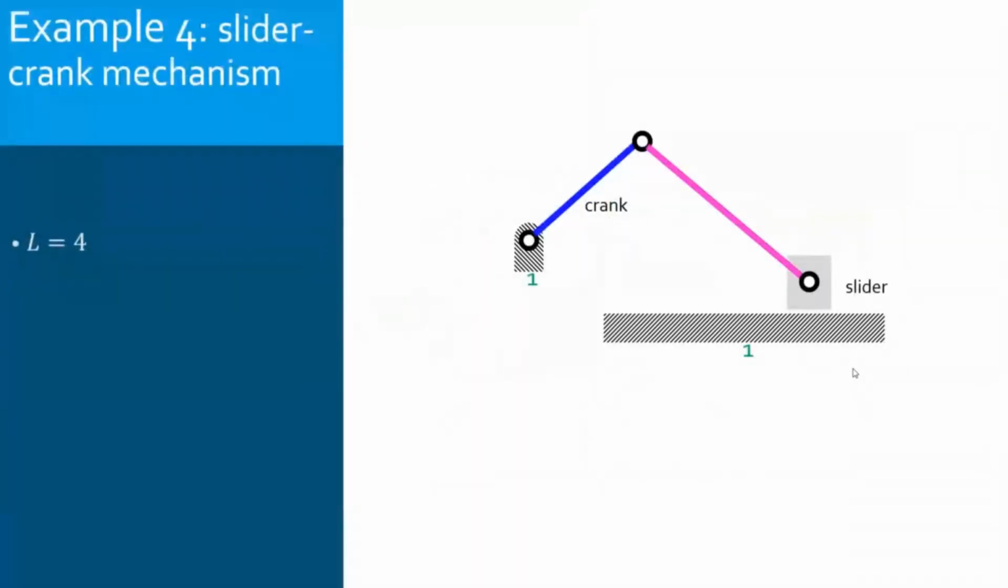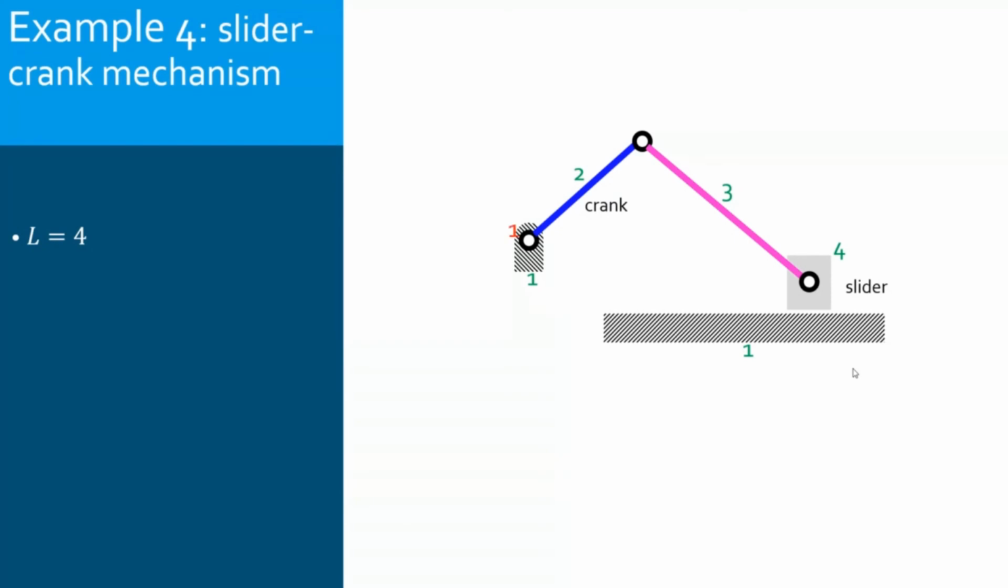Okay. One more example here, the slider crank. So this fourth example, the slider crank mechanism, is a kind of 4-bar mechanism. Just 1 bar is changed by a slider. If I see the number of links, we have first the ground, the second link is the crank, the third is the coupler, and the fourth is the slider. So in all, we have L equal 4.